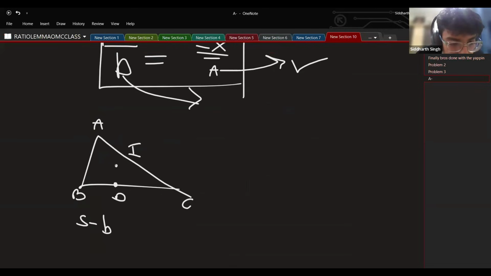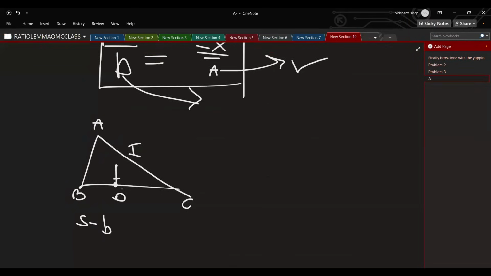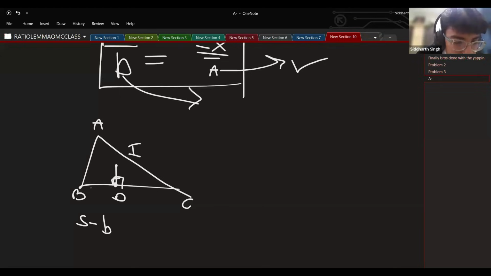Let D be the foot of the incenter onto BC. Yeah, so this is the touch point. Then you can use normal trigonometry to find out what BD by DC is, but I'll do it for you. This is S minus B, where S is the semi perimeter, and this is also S minus C.